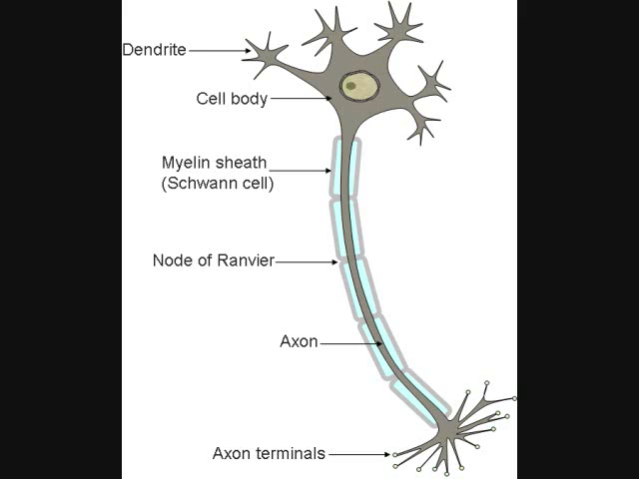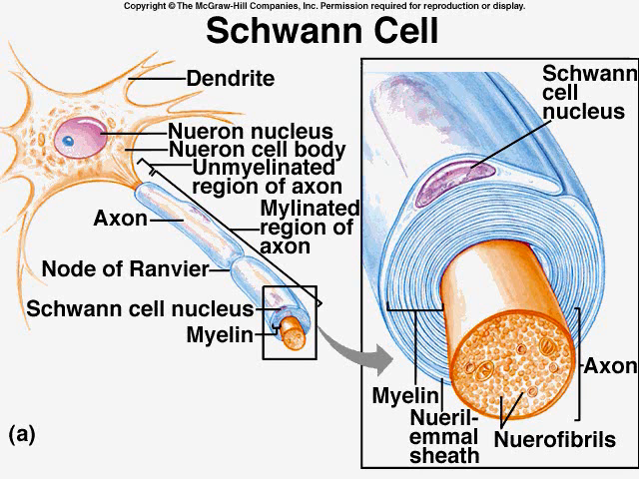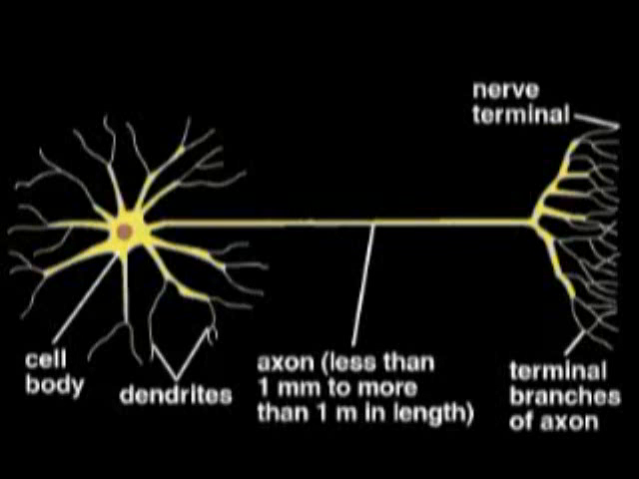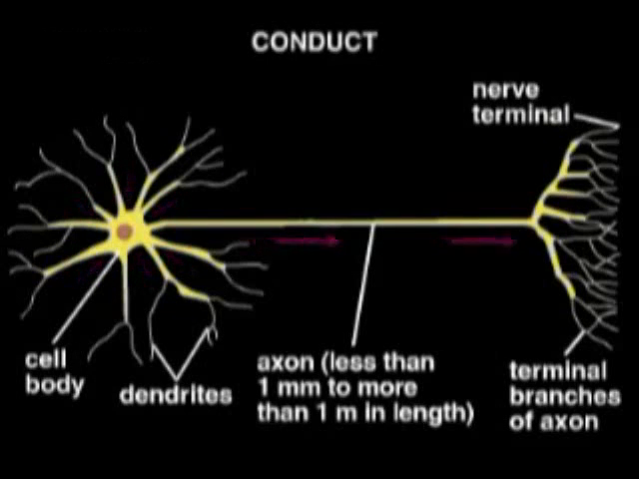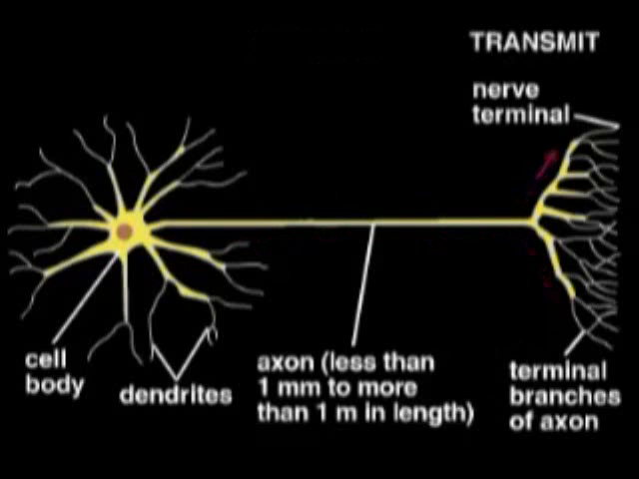Axons are built to conduct electrical messages that are called action potentials. The axons are surrounded by a Schwann cell, which helps action potentials to be transmitted faster. The electricity is created by a reversal in charge of the axon. Action potential is an electrical current that travels through the axon of a neuron.